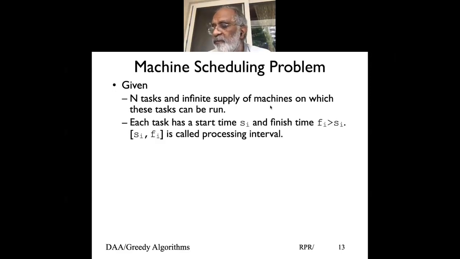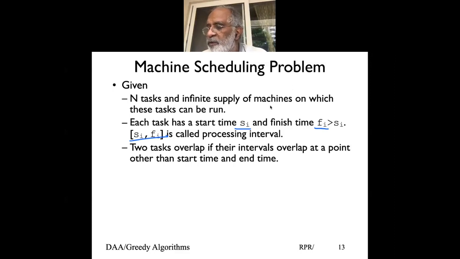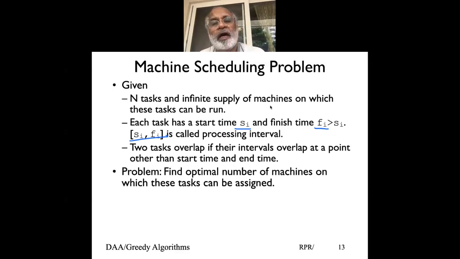That's the objective. Each task has a start time, and a task is a class. Each class starts at time Si and completes at time Fi. In any classroom, we can't schedule two classes if they overlap, but we can schedule two classes if they don't overlap. This is what we call the processing interval. So the objective is how do we schedule the classes so that we use the minimum number of classrooms.